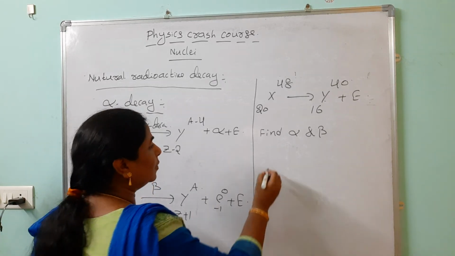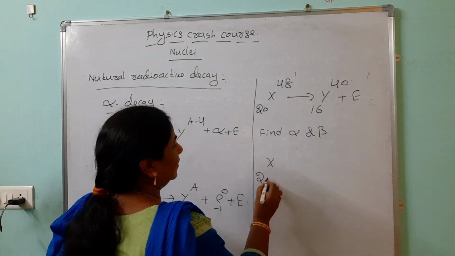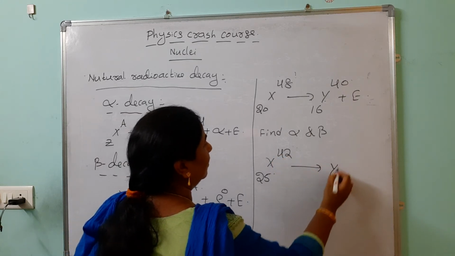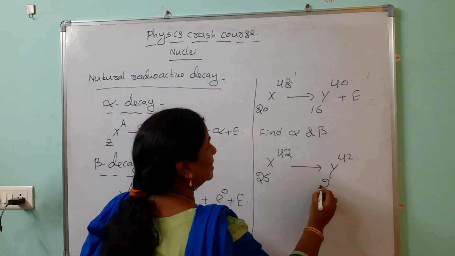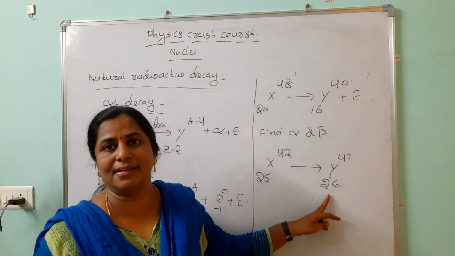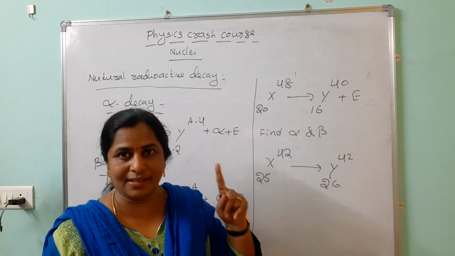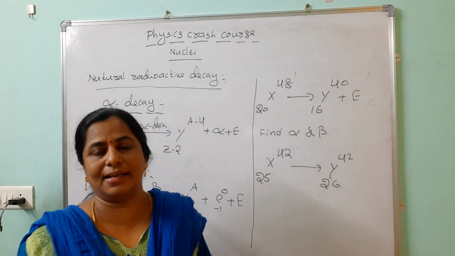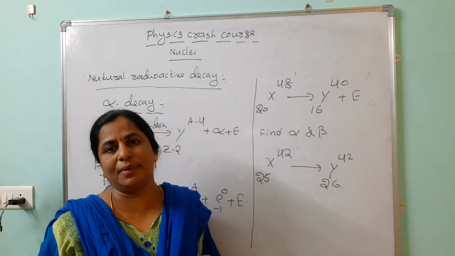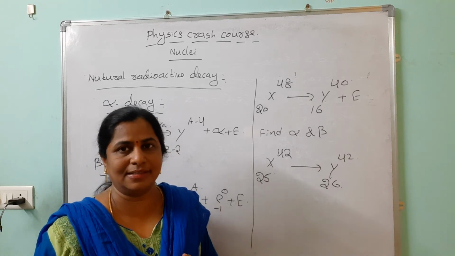Then one more problem like this: this is 25 and this is 42. When it comes out, this is 42 and this is 26. So what are we saying, 1 beta particle is released. Why? The atomic number is increased by 1. So like that, it depends on the reaction. You should say how many beta particles and alpha particles are released.